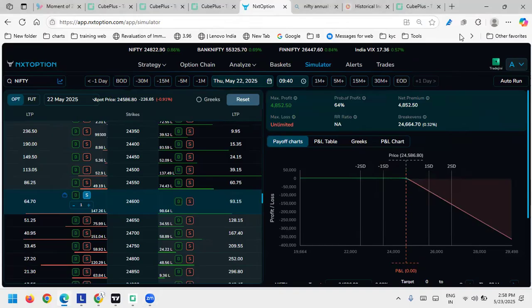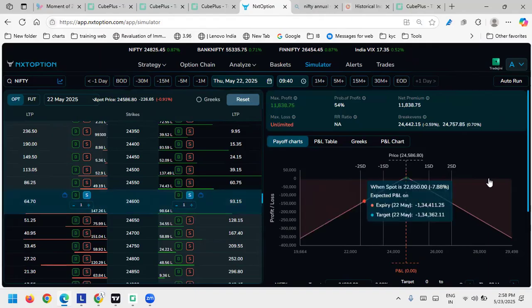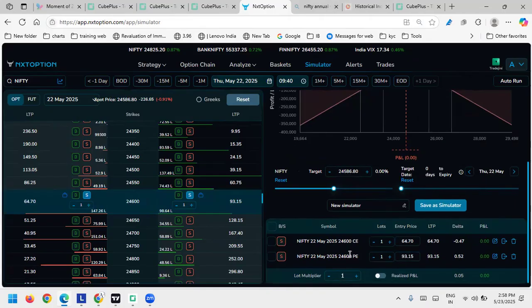When I click sell here, I am selling the 24,600 call option with one click. And I am also selling the 24,600 put. So if you come down, you can see what trades you are initiating. 24,600 call you're selling, 24,600 put you're selling. So 64 and 93, this is the premium you will collect.